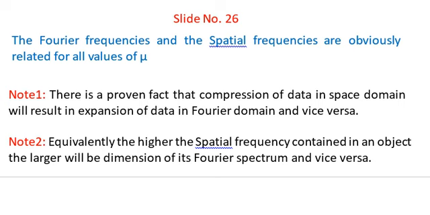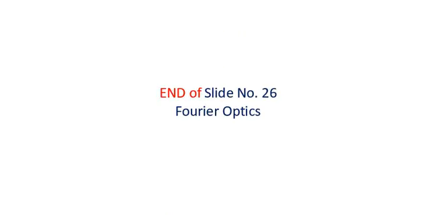Now the Fourier frequencies and the spatial frequencies are obviously related for all values of mu. There are two important points. There is a proven fact that the compression of data in the space domain will result in expansion of data in the Fourier domain and vice versa. As you can see from the previous three graphs, this is very well explained. Note 2: equivalently, the higher the spatial frequency contained in an object, the larger will be the dimension of its Fourier spectrum and vice versa. This can also be established from the previous condition. So with this, this is the end of slide number 26.